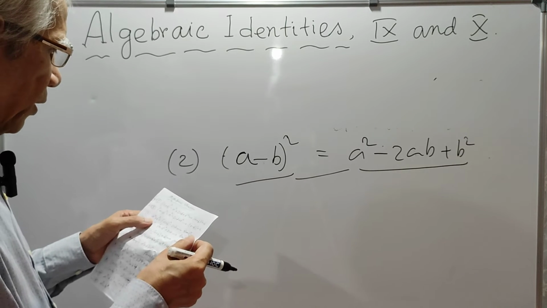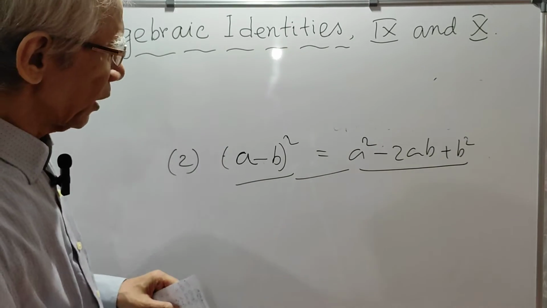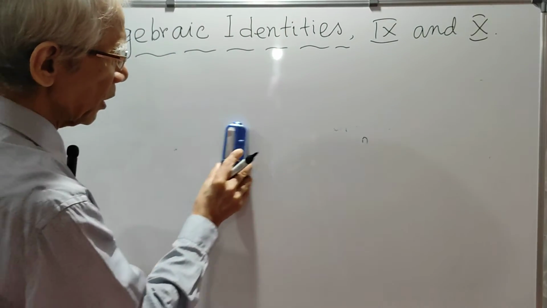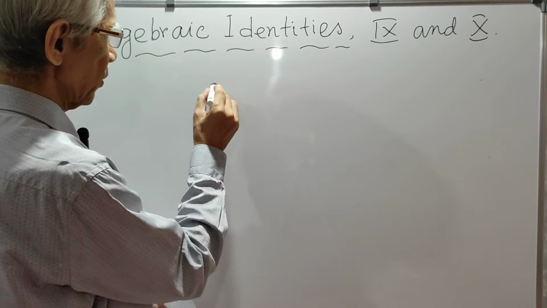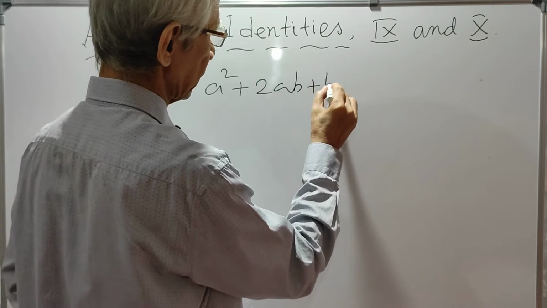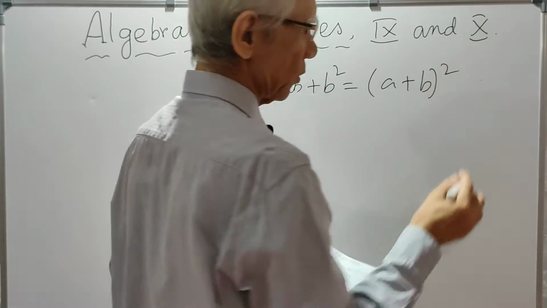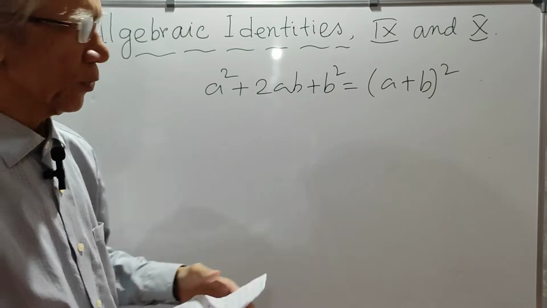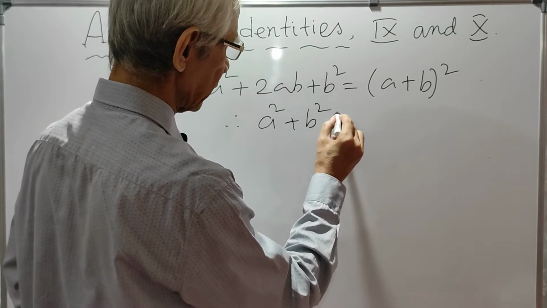Now the third identity is A square plus B square. How you obtain this third identity? You see, the third identity is obtained from the first identity and the second identity. Now you see, this was the first identity. So the first identity was this one, A plus B whole square equal to A square plus twice AB plus B square. Therefore, A square plus B square.